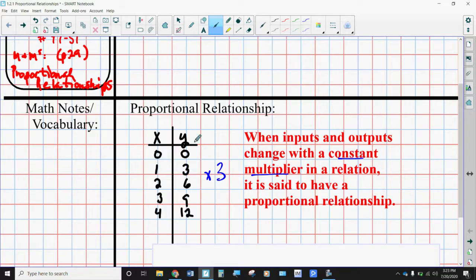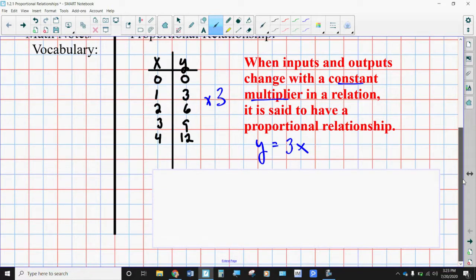So this always shows up in tables. You see the (0, 0), and whatever you do to the x value to get the y value of one of them, you do the same thing for all of them. It's just a straight multiplication process. One could say that in this particular situation, y is always equal to 3 times x. And that is an equation to model a proportional relationship with a multiplier of 3.